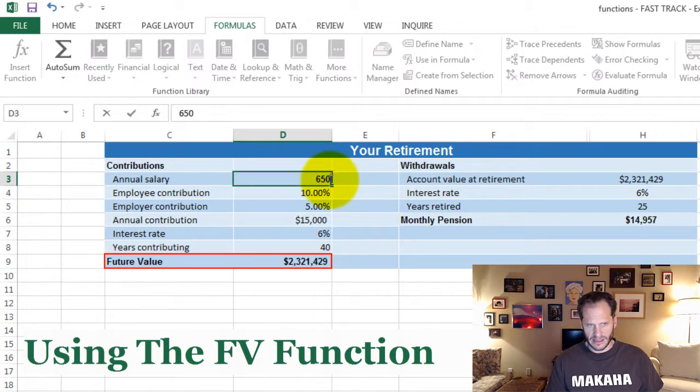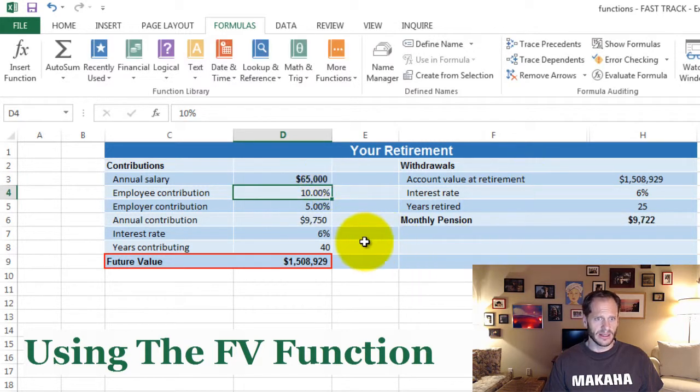So I'm going to leave it at $65,000. And I think this person's salary just went up. At 6% a year interest rate, and for 40 years, they will have $1.5 million in their nest egg at the end of that time period.